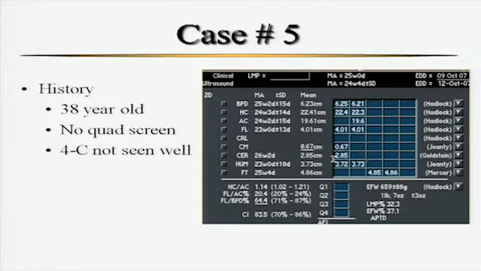Okay, case number 5 was a 38-year-old. So we have an AMA, no quad screen. They said they could not see the 4-chamber view well. So she's supposed to be 25 weeks, measuring 24 and 4, but let's look at these individually.